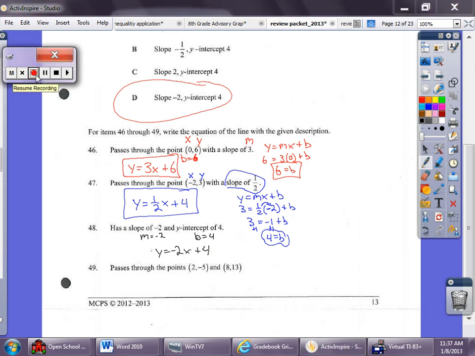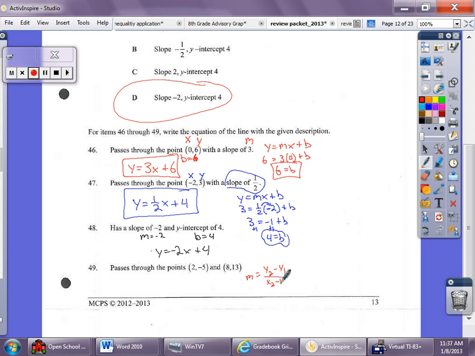And then for 49, pass through the points (2, -5) and (8, 13). Well, the first thing we have to do here is find the slope. Well, we know that slope is y2 minus y1 over x2 minus x1. So we have 13 minus negative 5 over 8 minus 2.